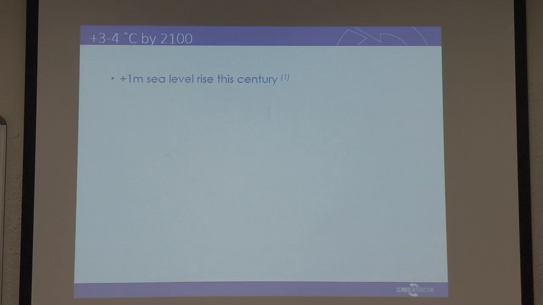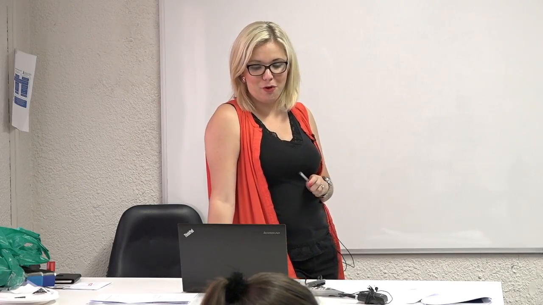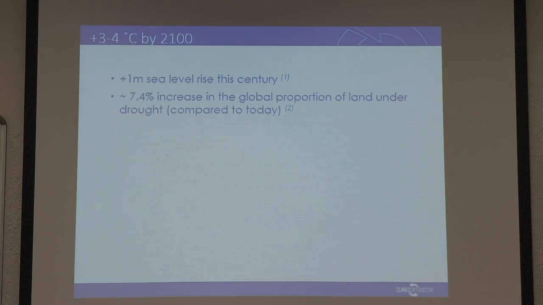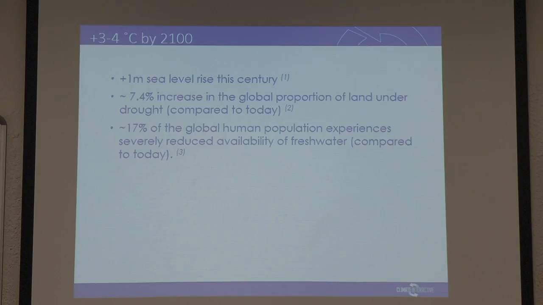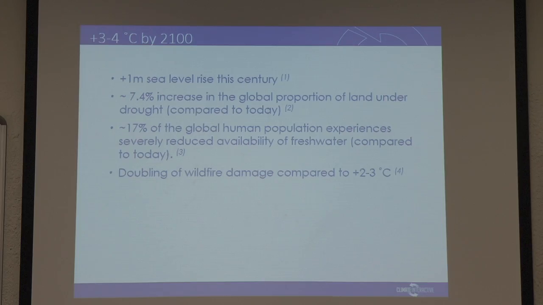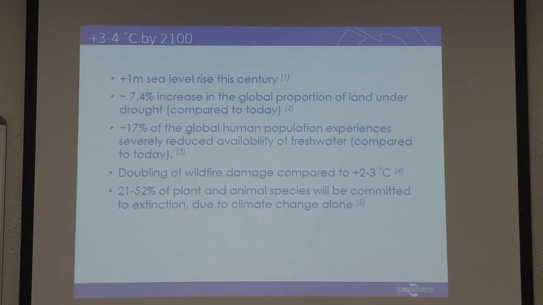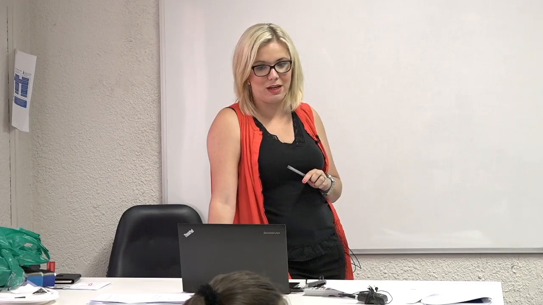So your goal for this session was to go below 2. You did plus 3.3. Do you know what this means? We die. 1 meter sea level rise this session. 7.4% increase in the global portion of land under drought. 17% of the global human population experiences severely reduced availability of fresh water compared to today. Doubling of wildlife damage compared to the 2.23 scenario. 21 to 52% of plant and animal species will be committed to extinction due to climate change alone.